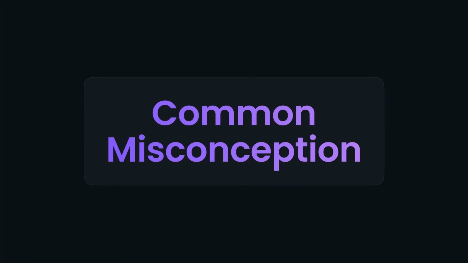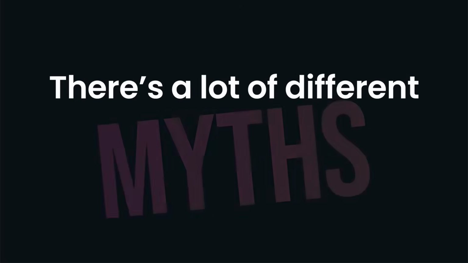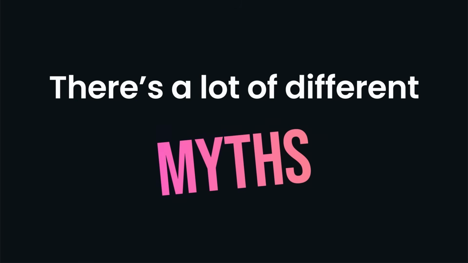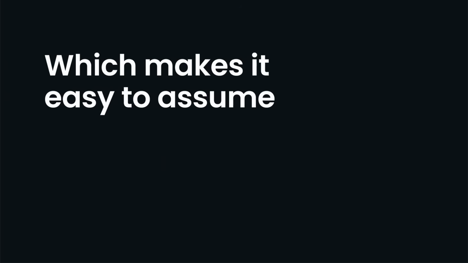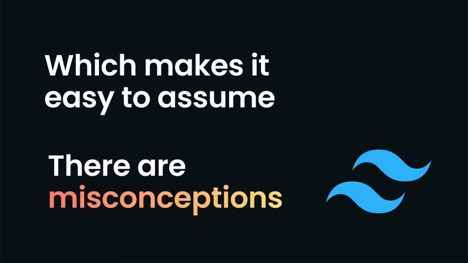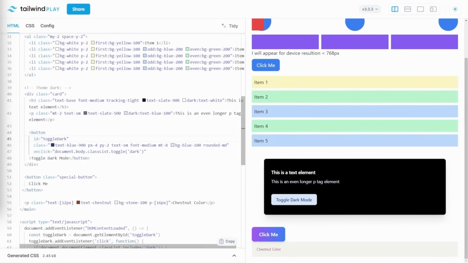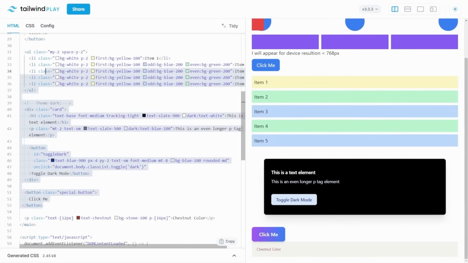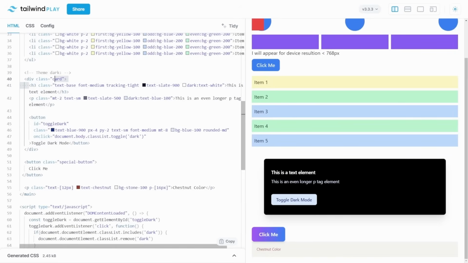Well, let's talk about some common misconceptions around Tailwind. There's a lot of different myths about all the different technologies that are out there, which makes it easy to assume that there are misconceptions around Tailwind CSS as well. A common one is that we're writing inline styles. Writing everything and applying it to a tag. Is it inline? Well, no, that's not the case. If you've understood everything we discussed so far, you would know that that's not inline. It's just about using more CSS classes.